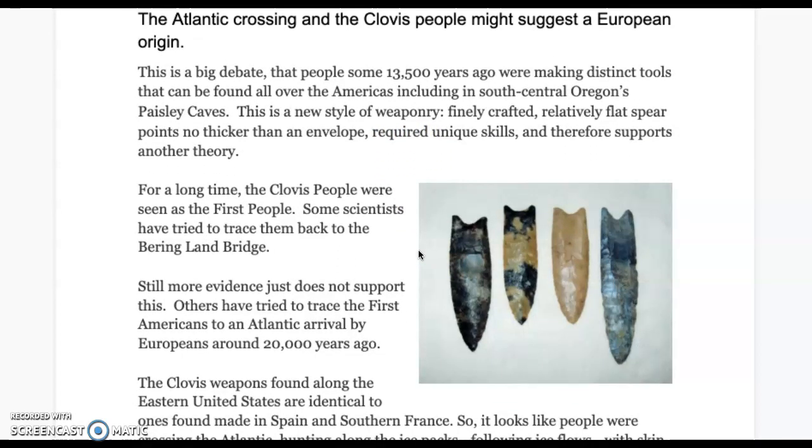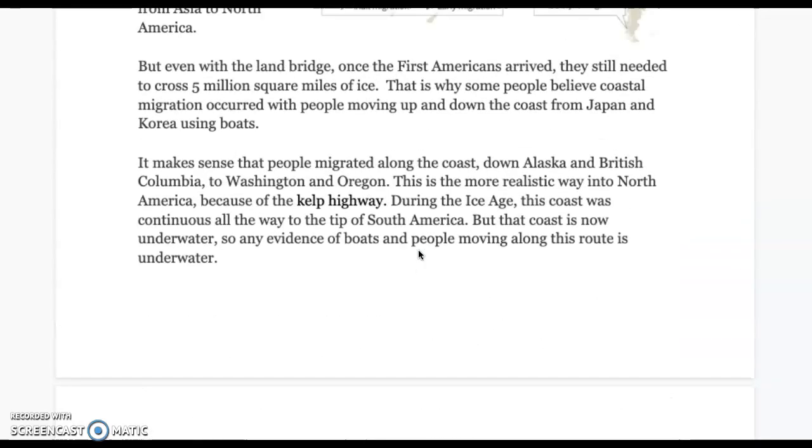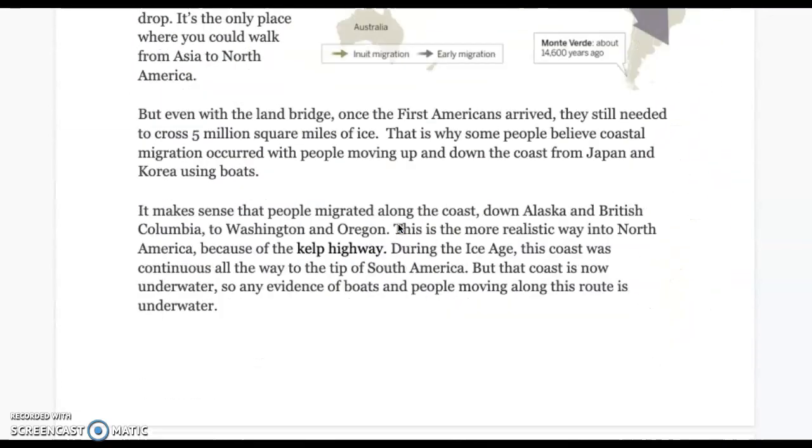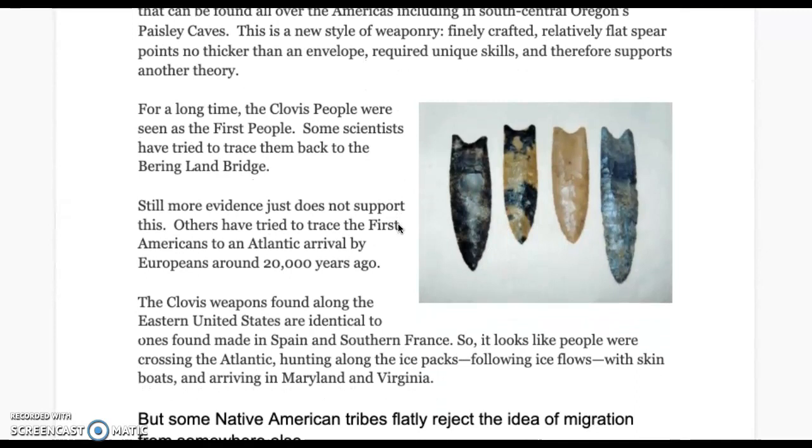For a long time, the Clovis people were seen as the first people. Some scientists have tried to trace them back to the Bering Land Bridge. So this Bering Land Bridge, to look back at the map here, this is what we're calling the Bering Land Bridge. Okay. Still, more evidence just does not support this. Others have tried to trace the first Americans to an Atlantic arrival by Europeans around 20,000 years ago.